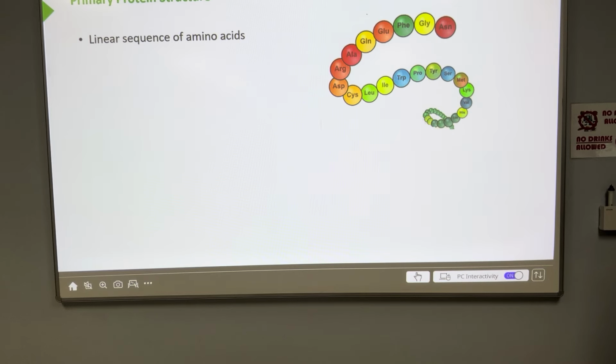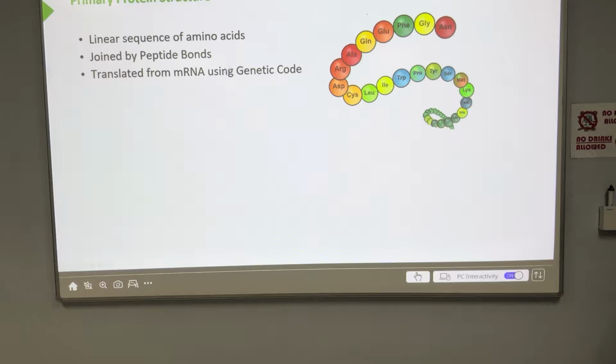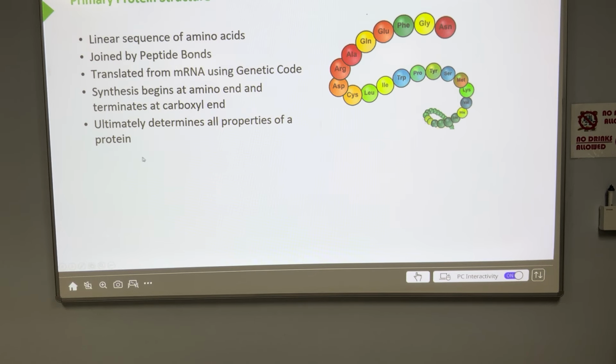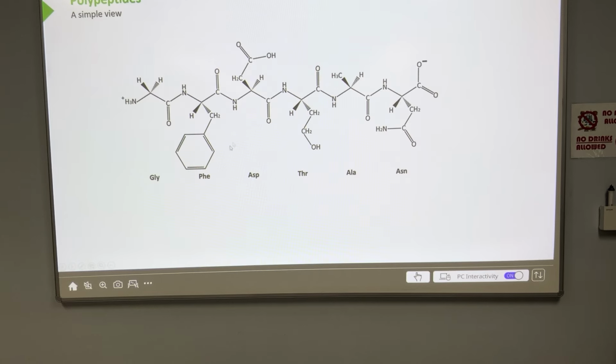Very good. Okay. So the primary structure is a linear sequence. You need to remember that. It's a linear sequence. It is joined together by peptide bond. It's translated from mRNA using the genetic code. We discussed that. And the synthesis begins at the amino end, and we keep adding to the amino end until we terminate at the carboxylic end. Ultimately determines the properties of a protein.